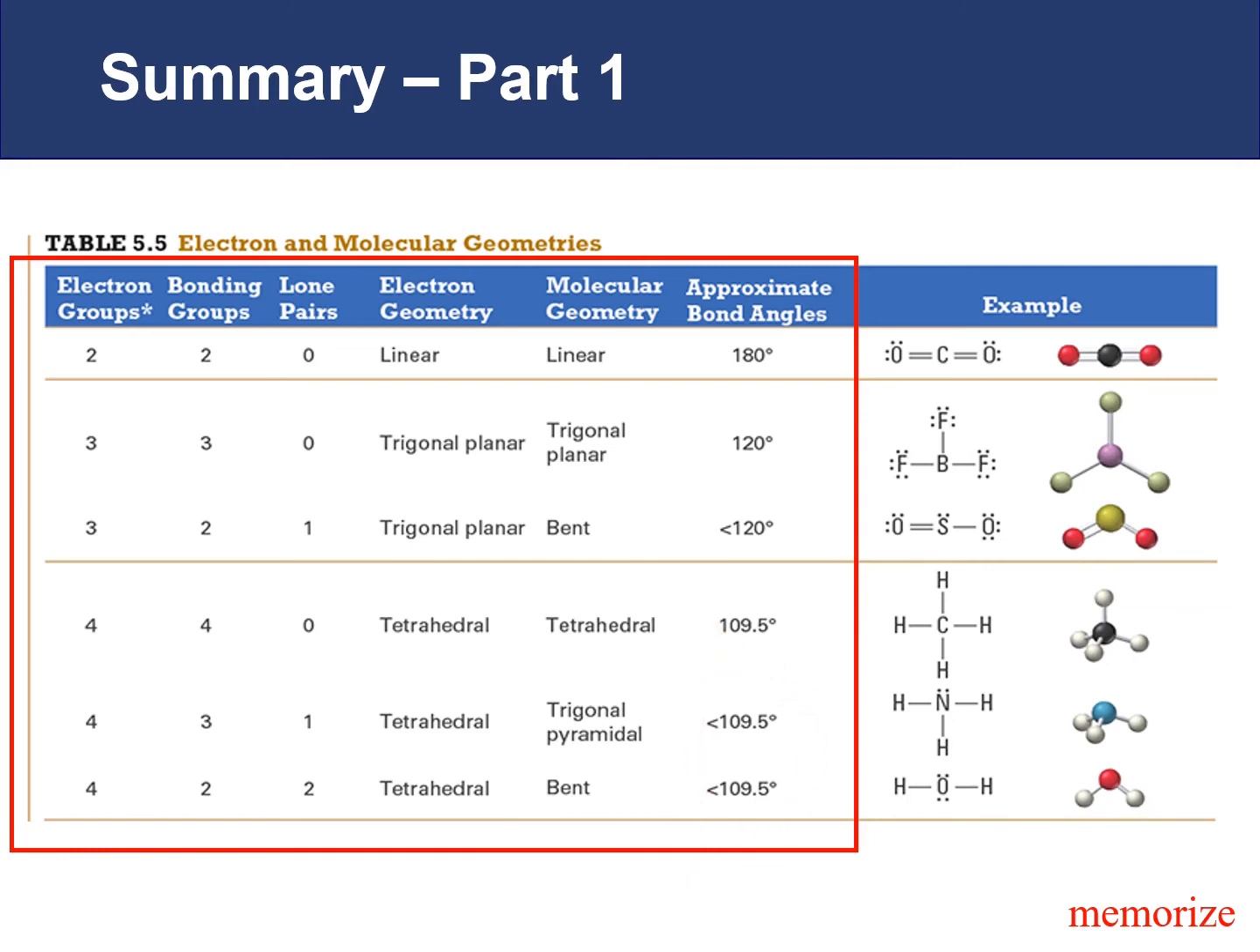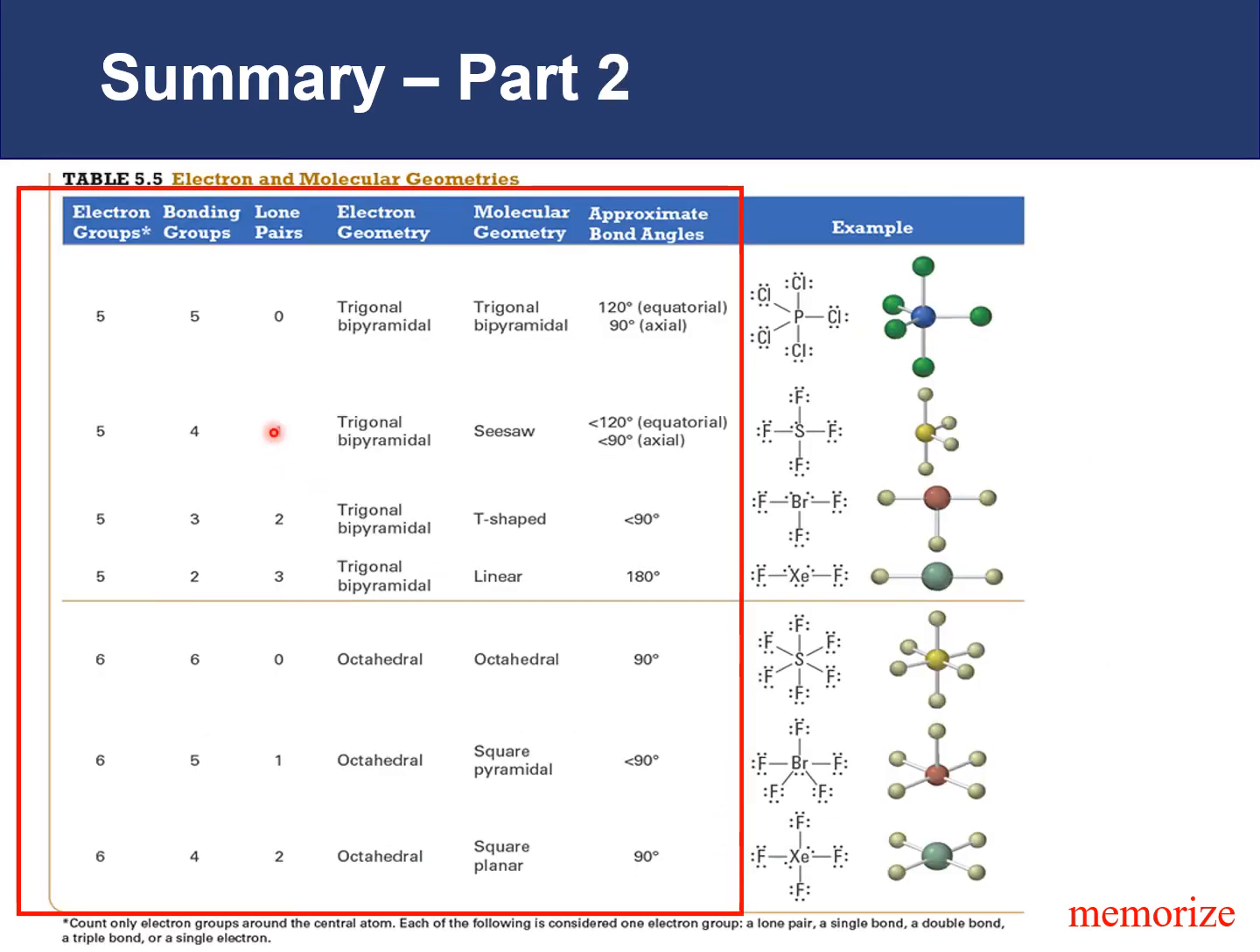Now moving on to the larger groups, if we have 5 electron groups, there are 4 different options. We could have all of the electron groups be bonding groups, which would give us a trigonal bipyramidal electron geometry. The molecular geometry is the same because all of our electron groups are also bonding groups. We have 2 different sets of angles. Between all the equatorial, they will all have bond angles of 120 degrees, and then between the equatorial and the axial, these will be 90 degrees.